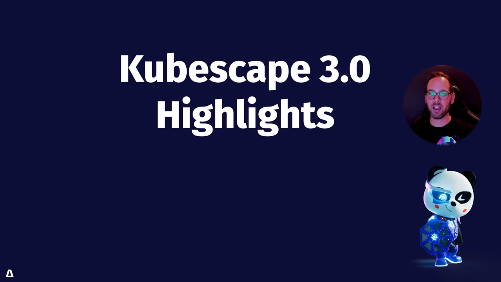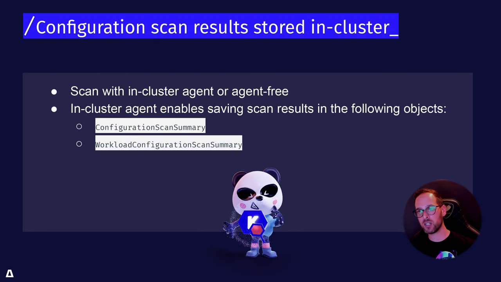So what do we have here? We have the new configuration scan results, which are stored in cluster. We made it possible to store scan results in cluster, enhancing visibility and ongoing security management, of course. Kubescape can now scan running clusters in two ways: with an in-cluster agent installed via a Helm chart, or, as opposed to that, agent-free, which uses the command line, which is the second option.